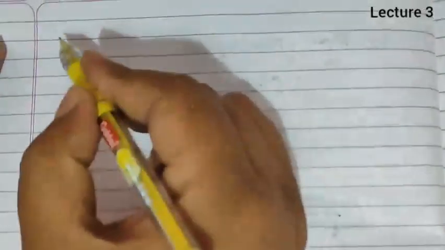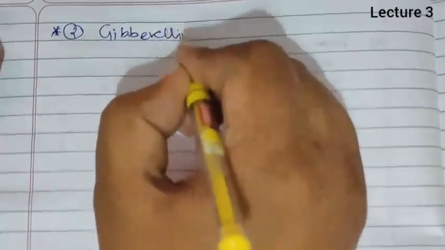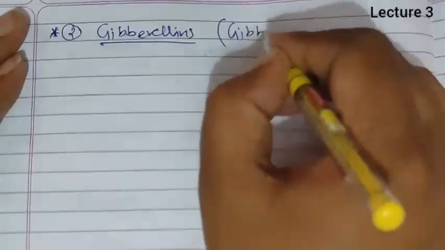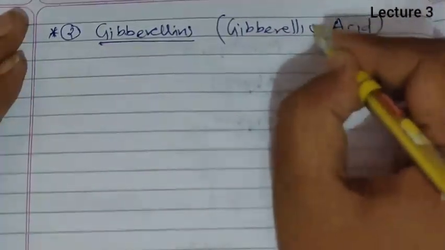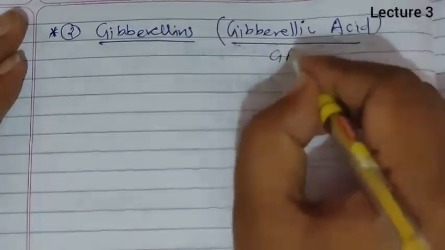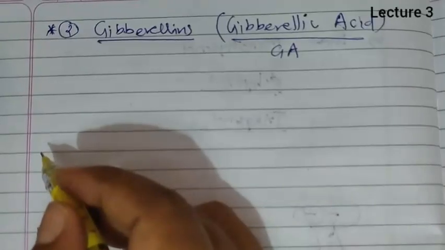Hello students, in the previous lecture we completed auxin. In this lecture we are going to discuss another plant growth regulator, and now we start with the second plant growth regulator, that is gibberellins. These gibberellins are also known as gibberellic acid, that is GA. Okay. So it is another important group of growth promoting hormones.